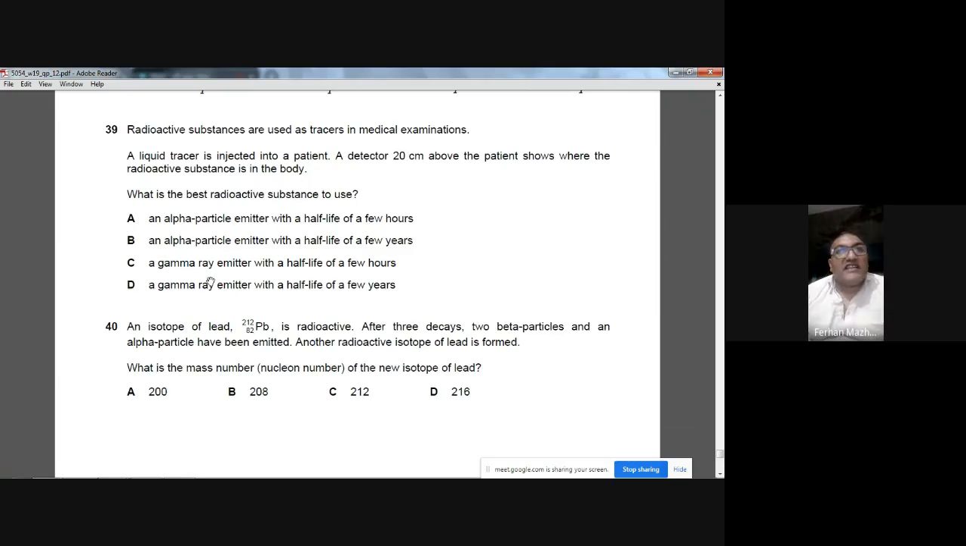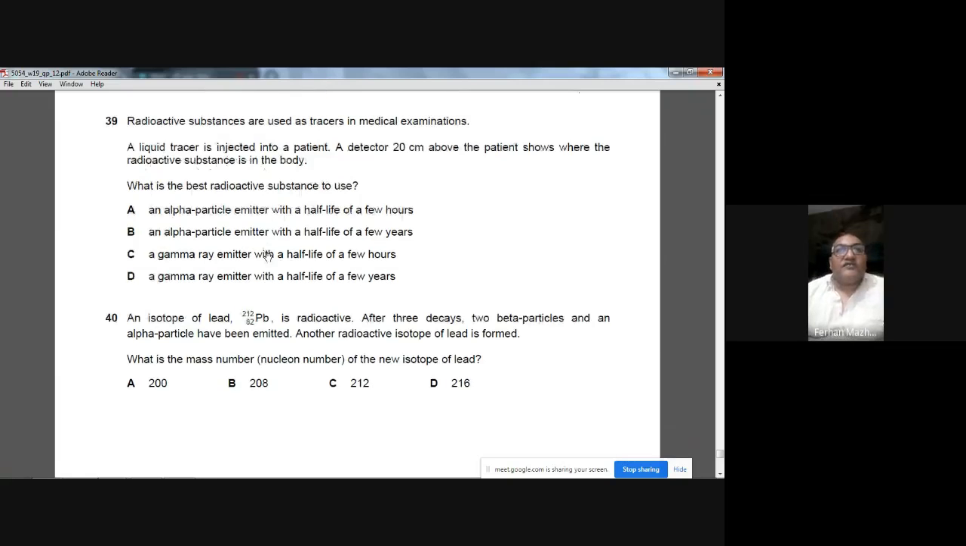cannot penetrate the skin. Okay, we will use gamma rays, and we will use that source which is emitting gamma rays, because gamma rays can pass through the body or the organs and come out. And we will use that source whose half-life is just a few hours, because when you have injected a radioactive substance into someone, the radioactive substance should be radioactive only for a few hours. Okay, so C looks the best option here, a gamma ray emitter with a half-life of a few hours. So 39, C is the right option.